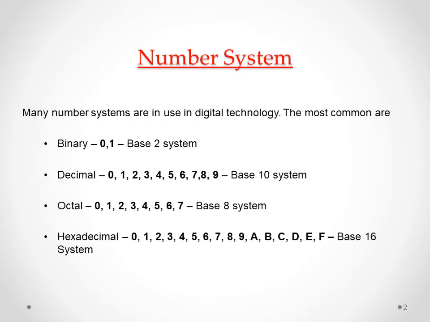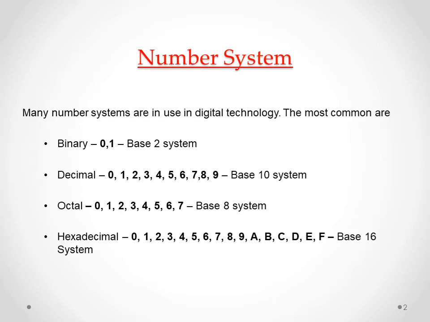The decimal is having 0 to 9. So the total numbers in decimal is 10. So we are calling it base 10 system. Octal is having 0 to 7. The total number present in octal is 8. So we are calling it base 8 system. And the hexadecimal system has 0 to 15. So the total number present is 16. So we are calling it a base 16 system.